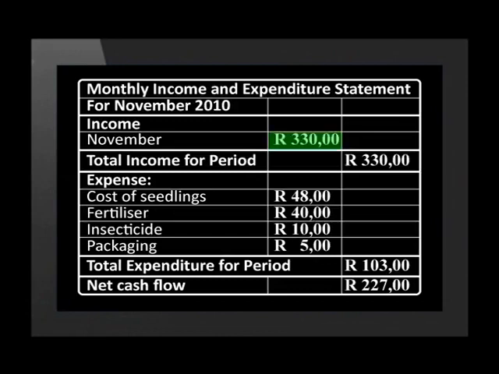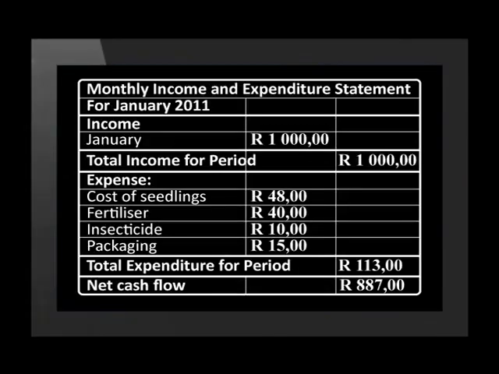This was the first month he received an income from the farm, and this was 330 rand. Remember that at this point, only 200 plants were ready to be harvested. He still had to continue planting in order to replace the plants that will be finished producing before the winter. The cost of the new seedlings was 48 rand. His other expenses included fertilizer, insecticide, and packaging. His net cash flow for the month is 227 rand. We find this by subtracting the expenses from the income.